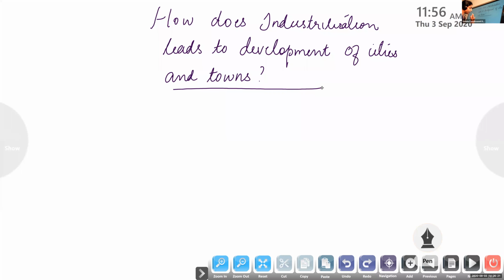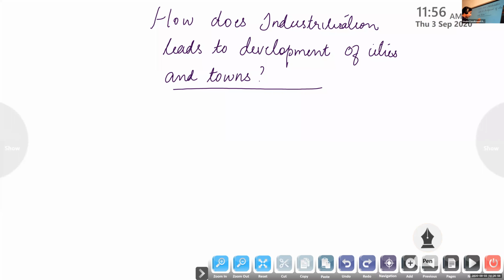This question is not just one sentence. There is no answer in your textbook. There is one sentence: industrialization leads to development or growth of towns and cities. You can see only one sentence in your textbook, in the last paragraph, second last sentence, under factors affecting location of industries. Industrialization leads to development and growth of towns and cities. How? How does it?